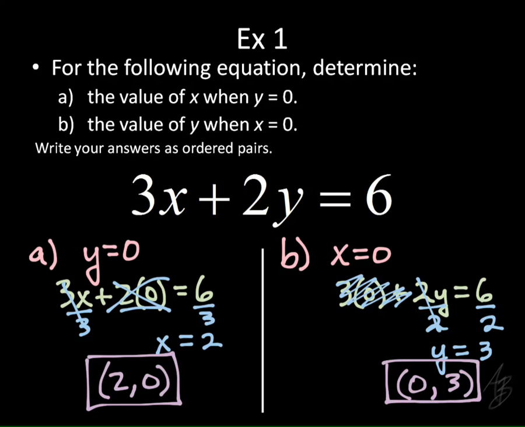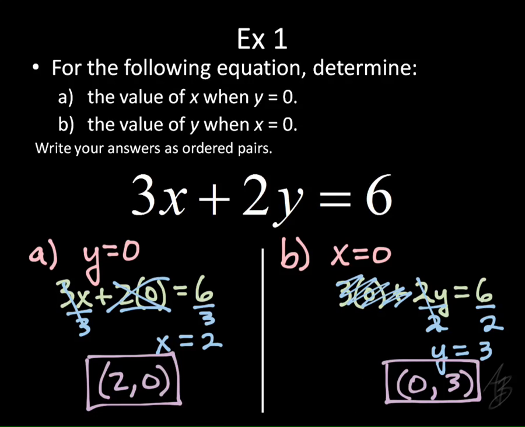So we picked zeros for x and for y because 0 is really easy to work with. And all we really have to do once we put 0 in is divide one time, and we figure out what the other one equals. So when we say y equals 0, we divide by 3 and we get x equals 2. When we say x equals 0, we divide by 2 and we get y equals 3. This gives us 2 points.